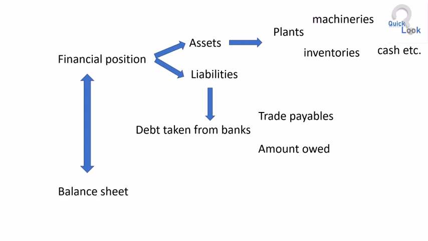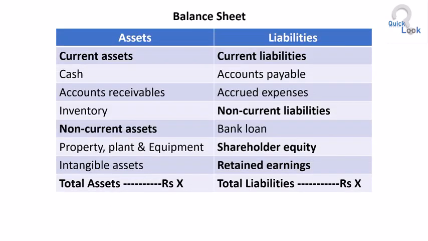This is how a balance sheet looks. You have assets as well as liabilities. Under assets, you'll find current assets such as cash, accounts receivables, and inventory. Under non-current assets, there are fixed assets such as property, plant and equipment, and intangible assets. Under liabilities, you'll find accounts payable, accrued expenses, and in the non-current liabilities, there will be long-term loans taken from banks. On the liabilities side, you'll also find the shareholders' fund, equity, because the company owes that money to the shareholders.